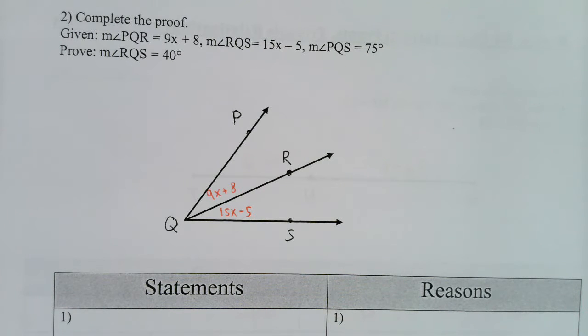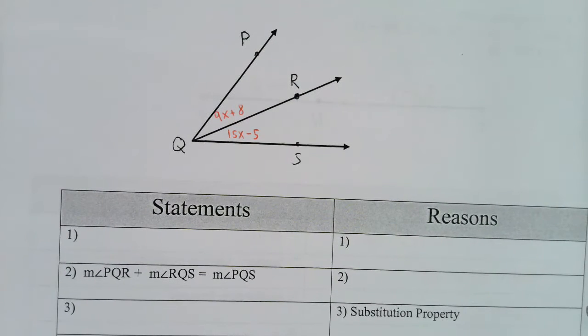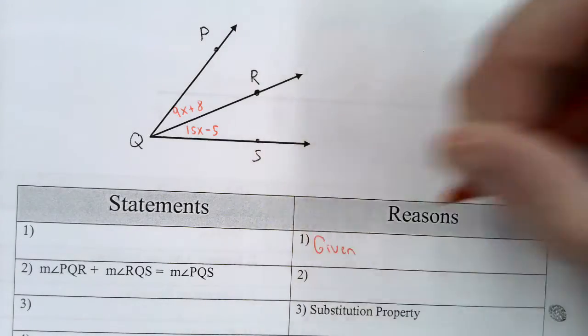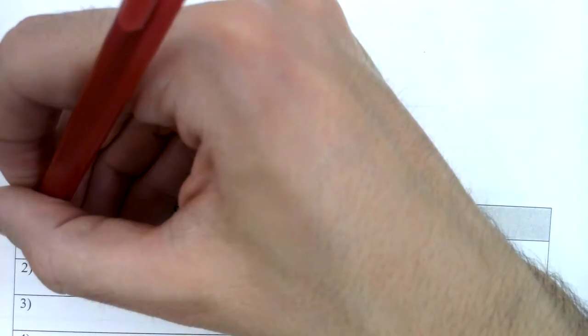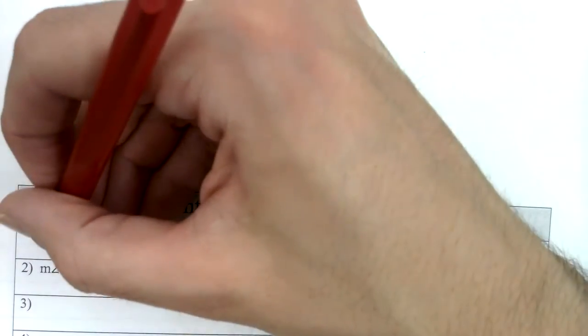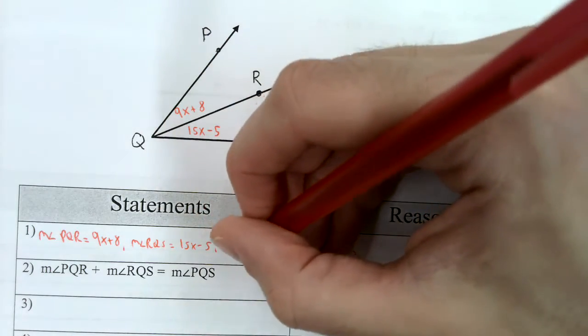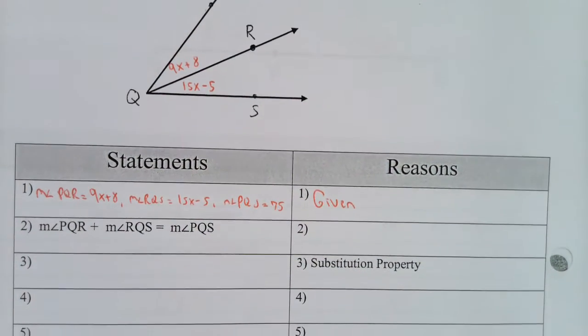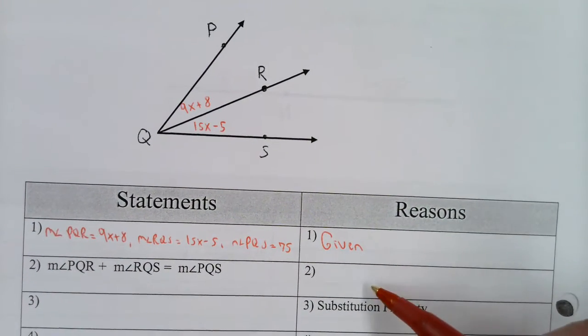So I'm not going to label that. That's the entire thing. Okay? But let me copy down the 3 pieces of given information for statement 1. Reason 1 will be because it's given. So I'm just going to copy down the 3 given informations right here. Okay, reason 2, we have to figure that out.